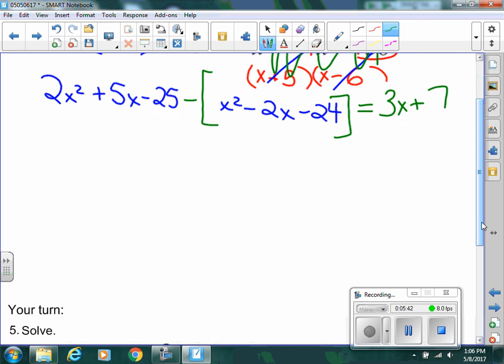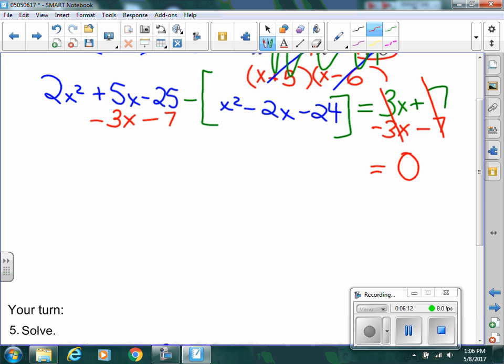The first thing I'm going to do is subtract 3x from both sides. And I'm going to subtract 7 from both sides. Notice I line the x's up with the x's and the numbers. I wouldn't try to take the x's away from x squared, right? Okay. So these are gone. And I have 0 over here. So whatever I get is going to be equal to 0.